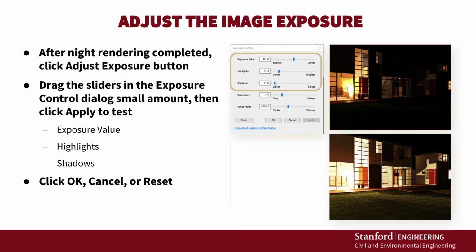It's just that we've changed the exposure settings to bring out more of the light that's already present in the view. To do that, return to the rendering settings and click the Adjust Exposure button to bring up the Exposure Control dialog, and then in that dialog again, slightly drag the values for the exposure value, the highlights, and the shadows to tweak and fine-tune each of those different aspects of the exposure. And when you're done and have the effect that you like, click OK, or cancel or reset, depending upon whether you'd like to save the changes that you've made.